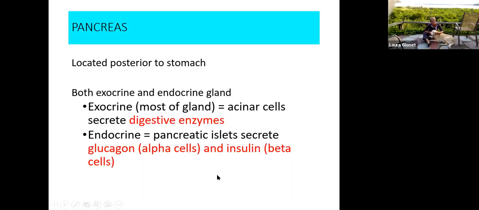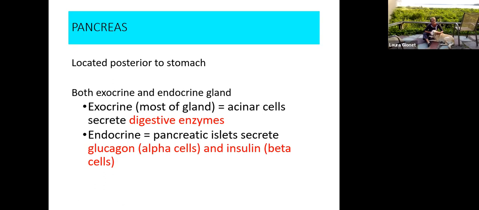Okay, now moving to the pancreas, located posterior to the stomach. We said it's a retroperitoneal organ, so it's not technically within the abdominopelvic cavity, but at the level of the stomach, posterior to it. It has two regions. It's a dual function organ.